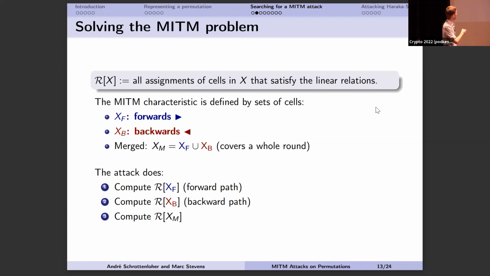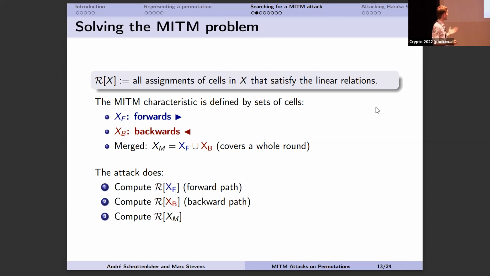Now, the meet in the middle characteristic, the whole attack, is defined only by 3 sets of cells, and actually only 2. The one that defines the forward computational path, the one that defines the backward path, and then the union of the 2. There is also a small constraint here, because for the attack to actually work, the union of the 2 has to cover a round in the middle. That's just technical. And what the attack does is simply compute the forward path, all the possibilities for it, compute the backward path, all the possibilities for it, and then try to match. So compute all the possibilities when you take into account the relations between the forward and backward cells.